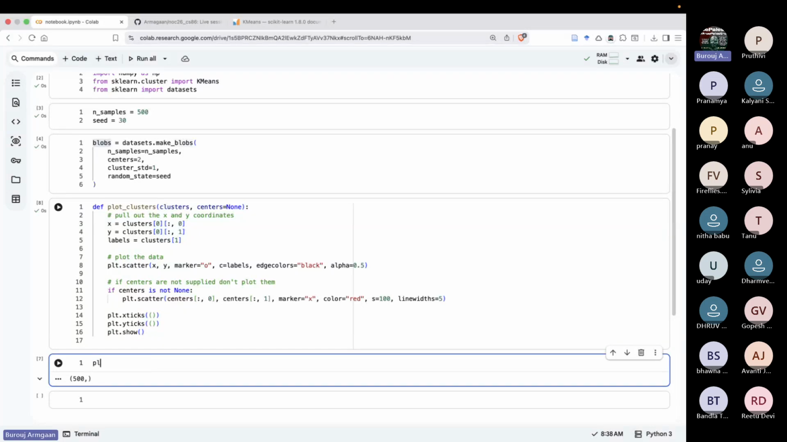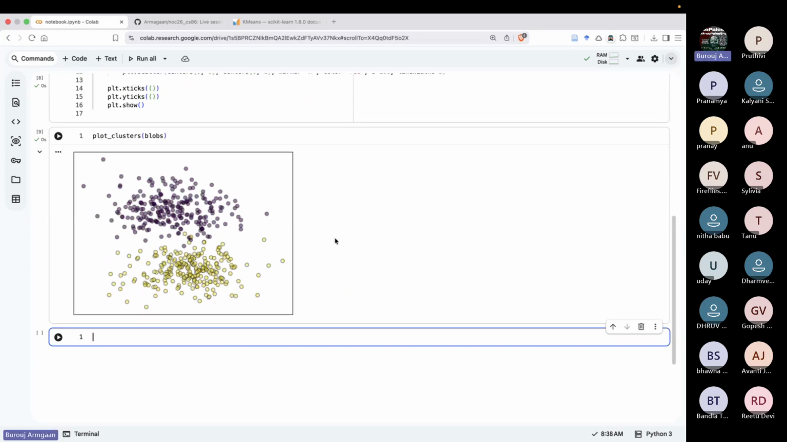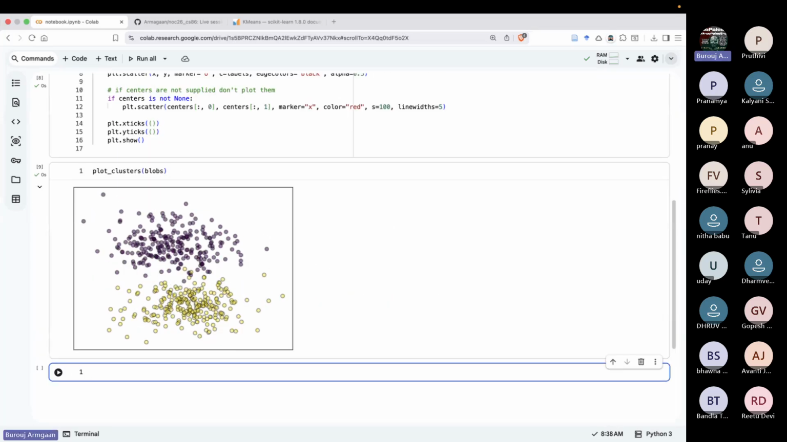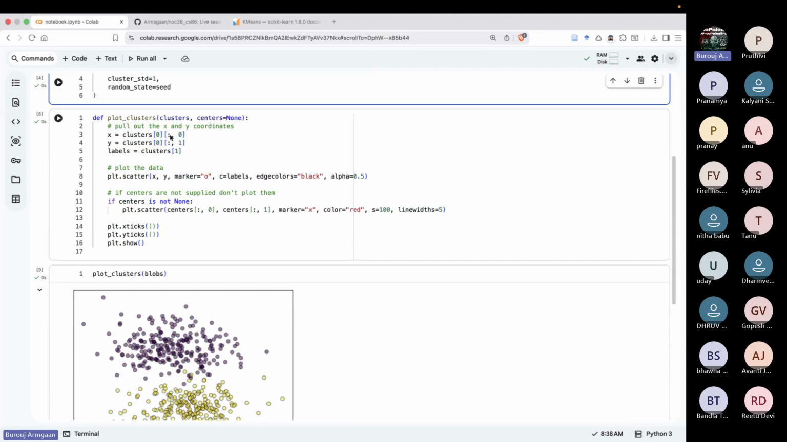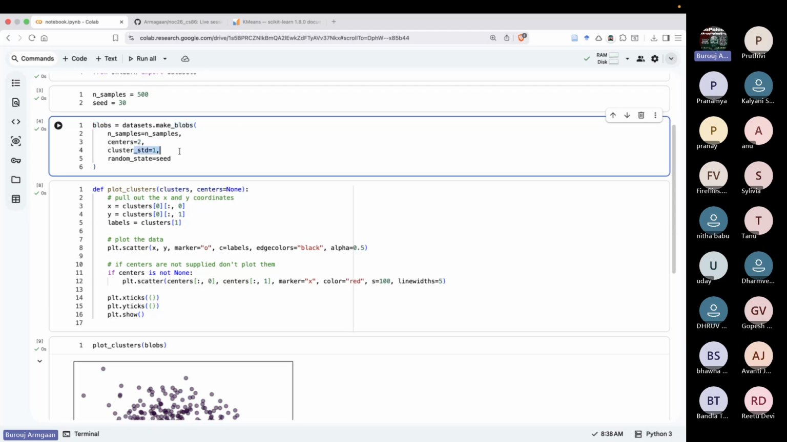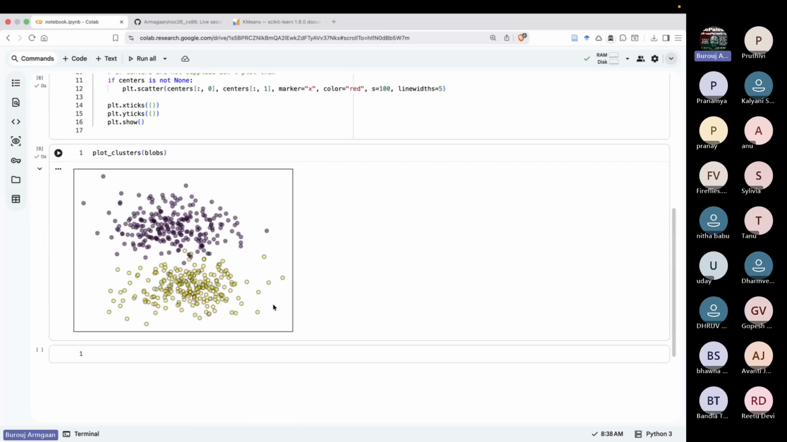Okay, so let's see what we have. Yeah. So we have data, something that looks like this. We created two blobs essentially, and they have this standard deviation, and each of them has 500 data points. Okay. So what happens when we apply k-means on these? The procedure goes like this.